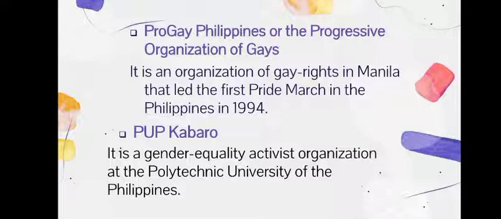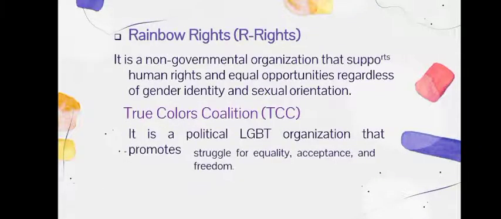PUP Kaboro. It is a gender equality activist organization at the Polytechnic University of the Philippines. Rainbow Rights, or Our Rights. It is a non-governmental organization that supports human rights and equal opportunities regardless of gender identity and sexual orientation. True Colors Coalition (TCC). It is a political LGBT organization that promotes struggle, acceptance, and support.